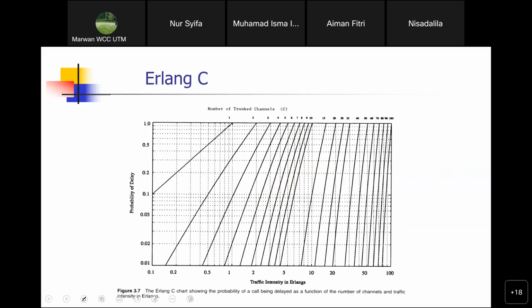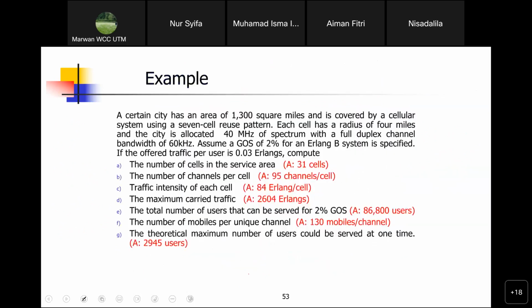So, last question. A certain city has an area covered by a cellular system of 7 cells. They already said 7 cells, so N equals 7. These are the things that you have to get straight away when you read. Each cell has a radius of 4 miles.